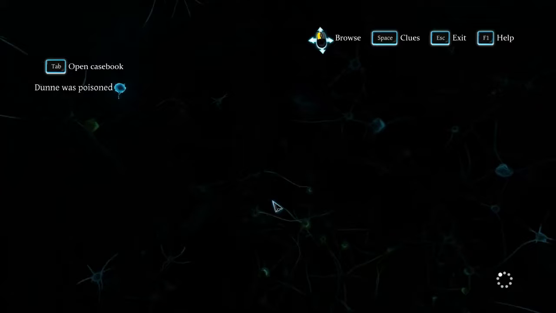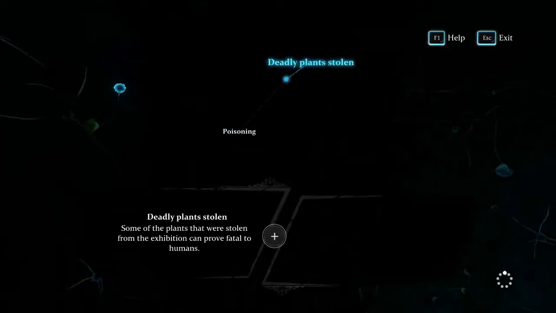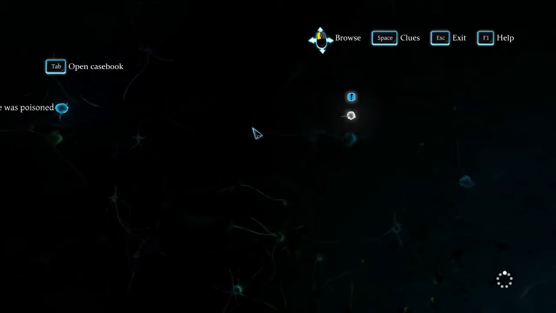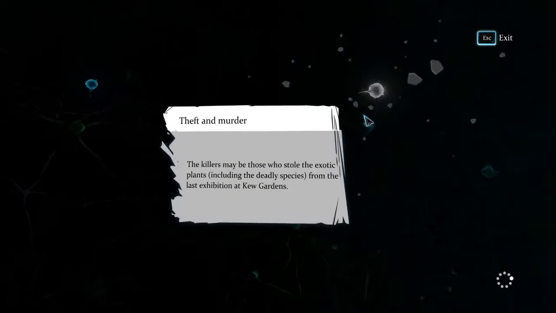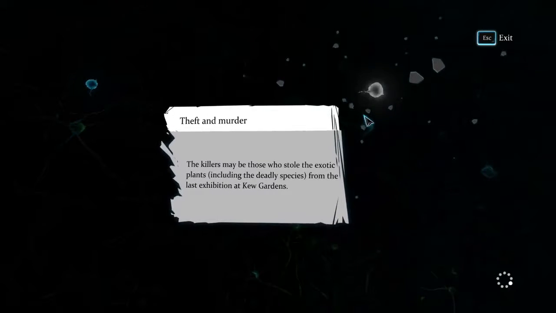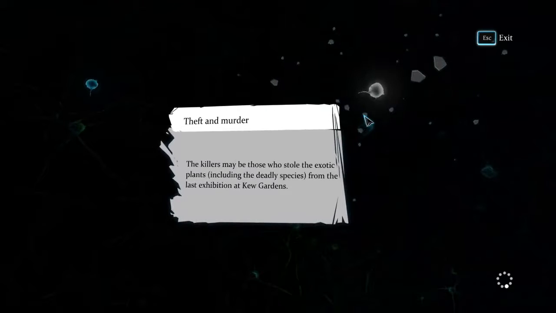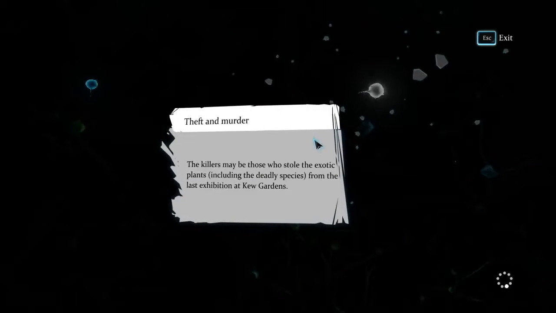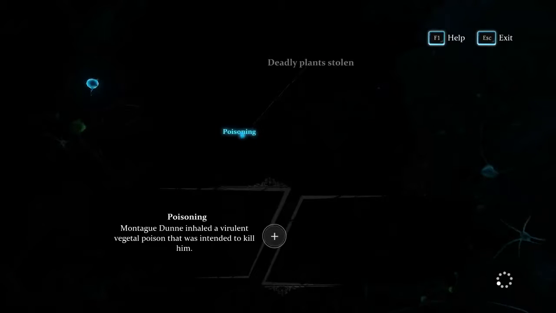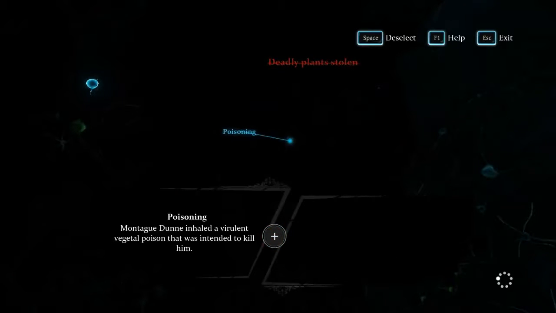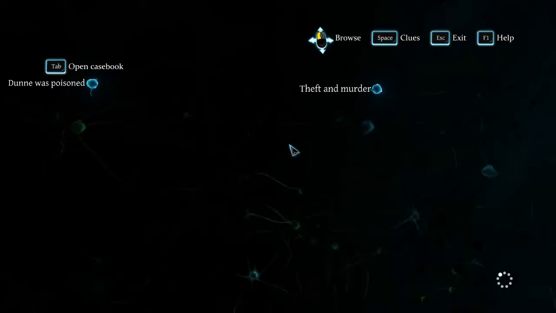Okay. Deadly plant stolen. Poisoning. Theft and murder. The killers may be those who stole the exotic plants, including the deadly species from the last exhibition at Kew Gardens. Okay, that's also possible. Wait. There's other things, okay. Sure.